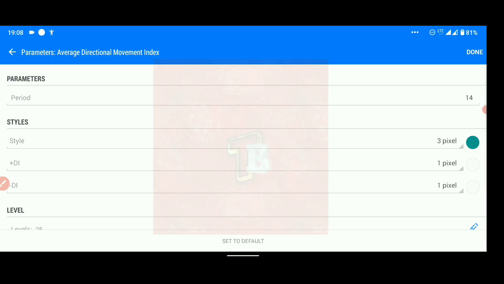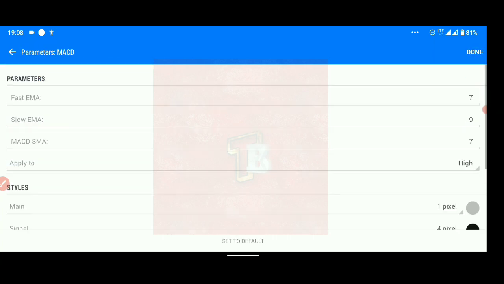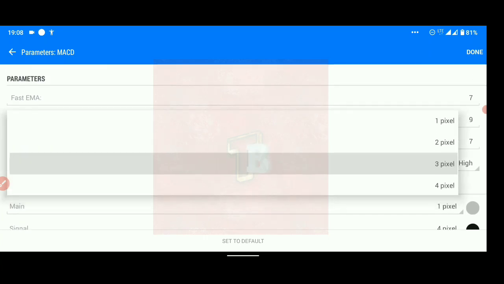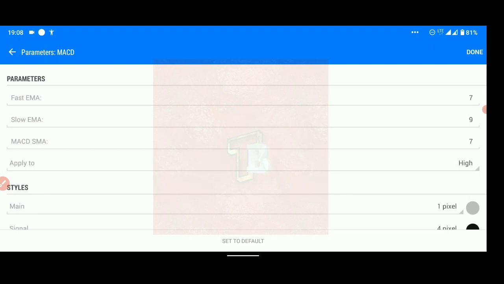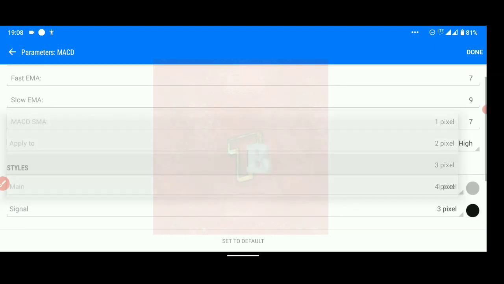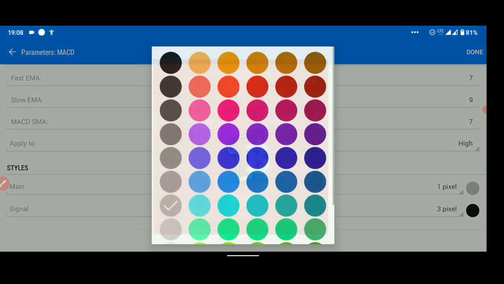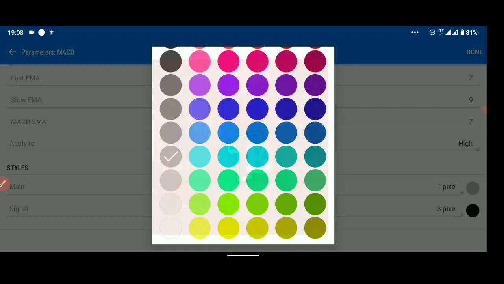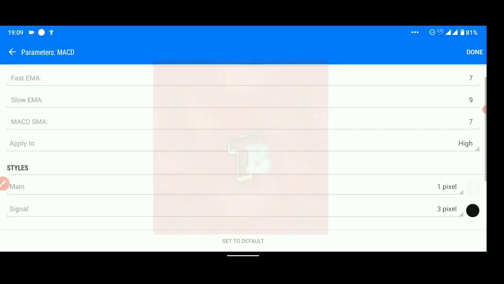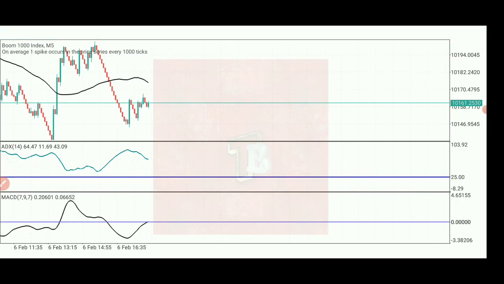So the last one is the MACD. This is the setup of the MACD. Remember, apply to high. The style, the main is minus 1. The main is 1 pixel, color of your screen, and the signal, that's what we are only using. We are only using the signal. All right, you click on done, you come out, you see it.